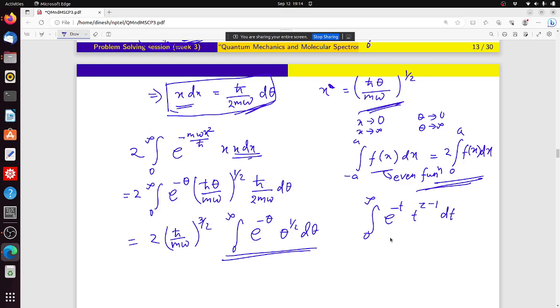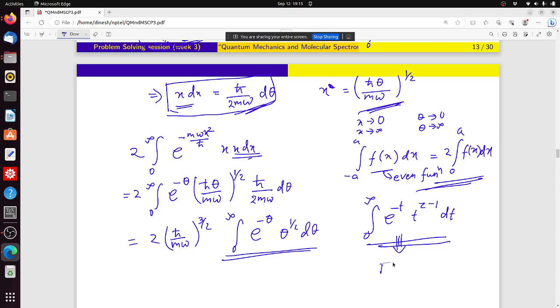Now this function, have you studied the gamma function in mathematical methods? No, sir, we have to learn it. Okay, maybe I had assumed you already knew. Okay, sir, carry on, we will study it.